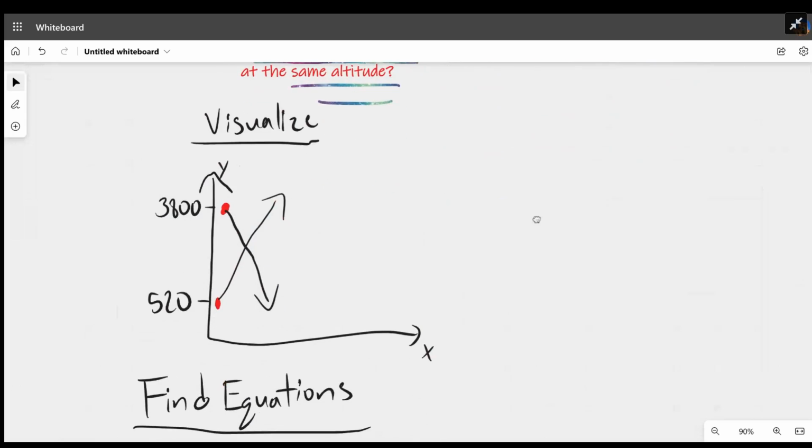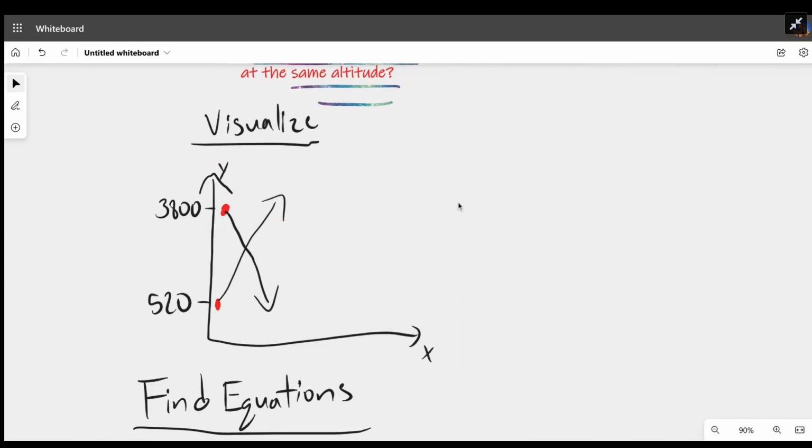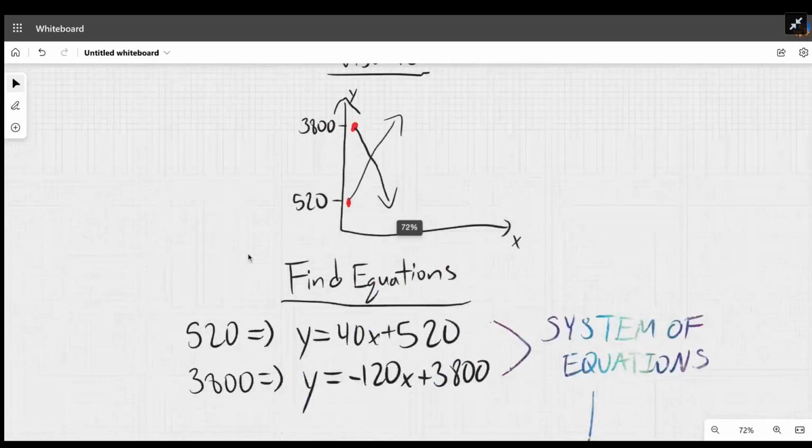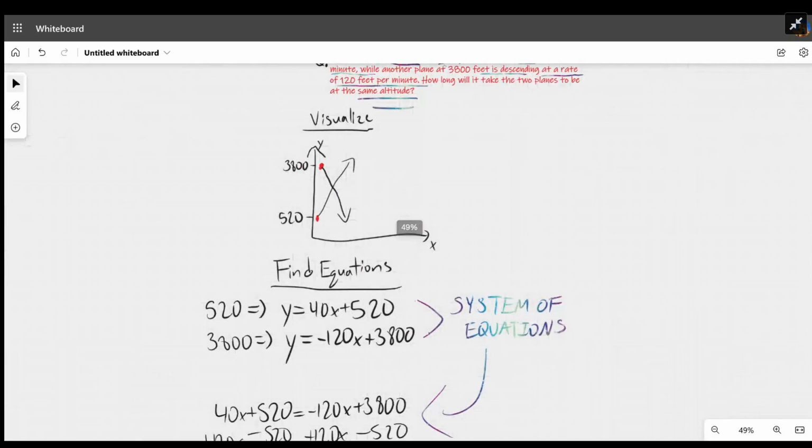Okay, so the first thing we have to do with a question like this is visualize. As I said before, one plane starts higher than the second, and what we're looking for is basically an X shape, for when they cross over each other. Right after that, you have to find the equations for these two planes, because we know how linear equations work. We're given the rate, which is also known as the slope, and we're also given their starting point, which is when x is 0 for both.